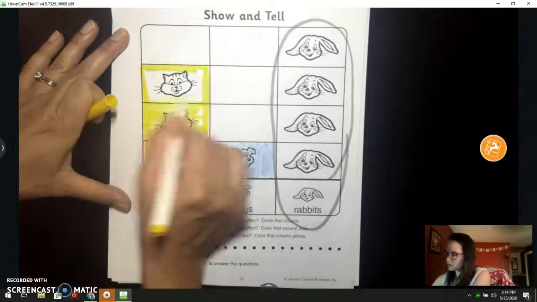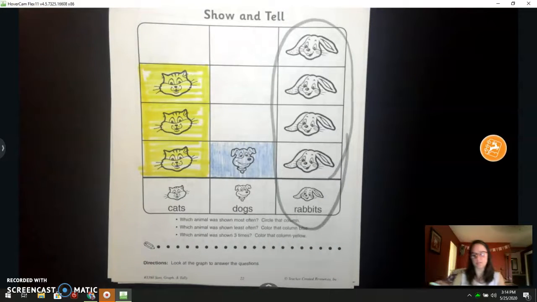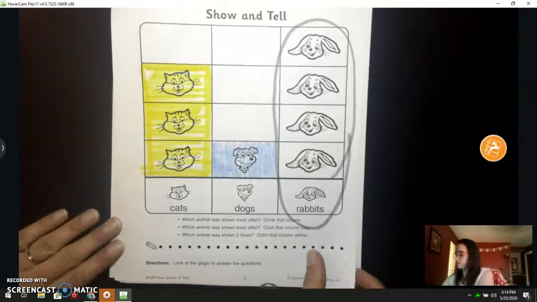This is not an art lesson. You don't have to stay perfectly inside the lines. Remember, there's no such thing as perfect anyways. This page, if yours looks like mine, is done. You can flip it over to the next side.